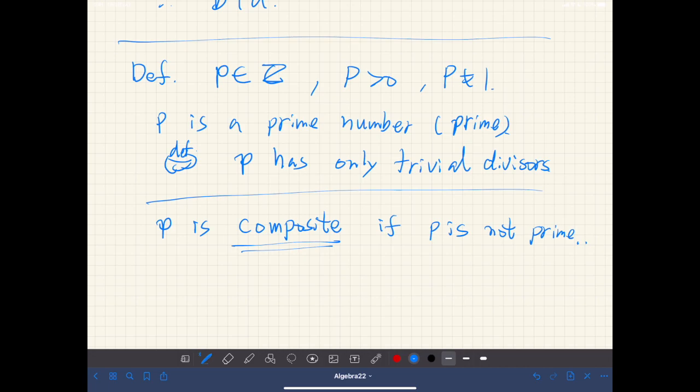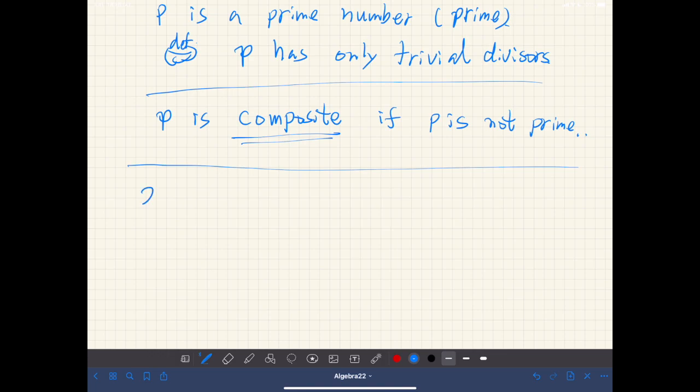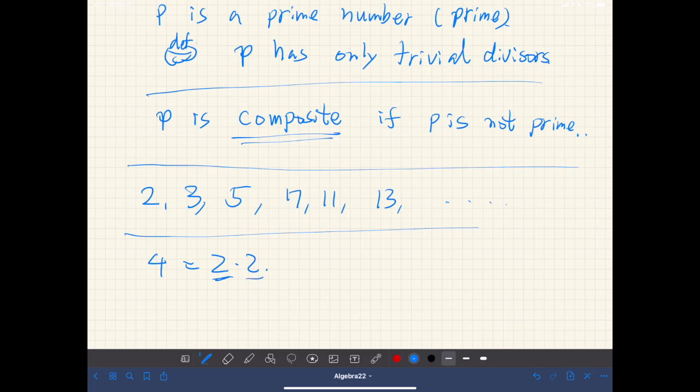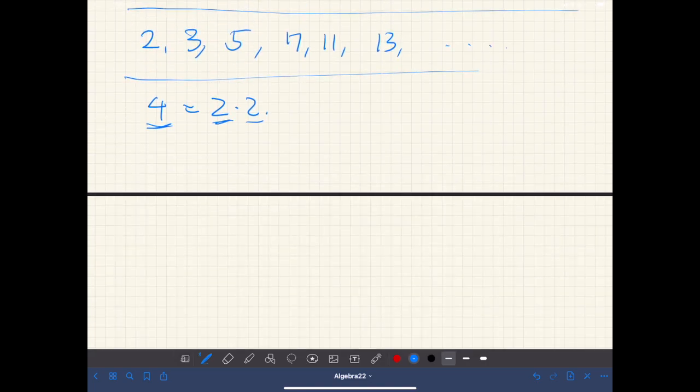Let's see some examples of prime numbers. 2 is a prime number, 3 is prime, 4 is not prime, but 5, 7, 11, 13, they are primes. And actually there are infinitely many prime numbers. On the other hand, 4 is not prime because it's 2 times 2. So 2 is not a trivial divisor, so 4 is not a prime number. And 6 is not prime, of course, because it's 2 times 3, and these are not trivial divisors.